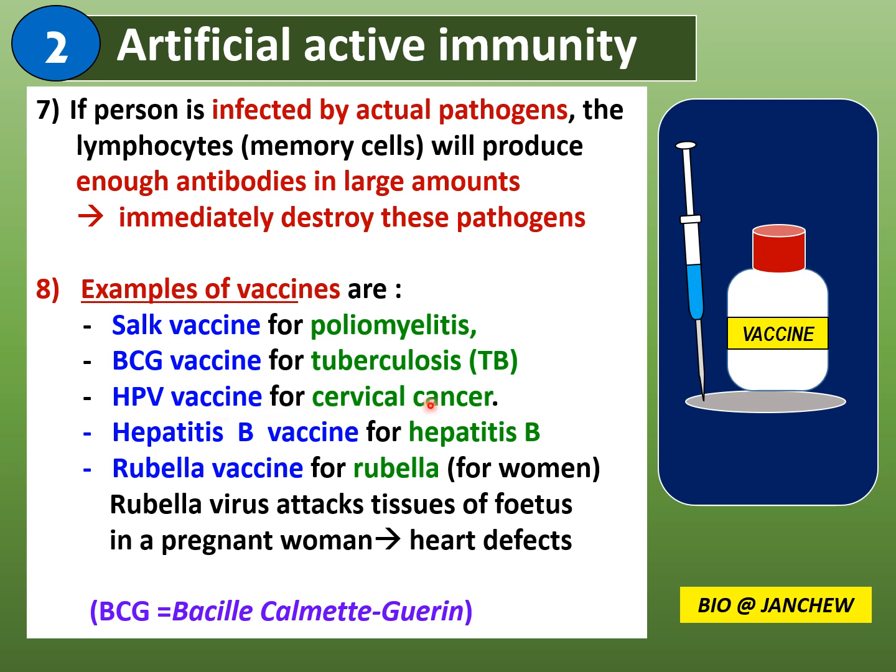HPV vaccine is for cervical cancer, to prevent cervical cancer in women. Hepatitis B vaccine is to prevent hepatitis B, which is a liver disease. Rubella vaccine is given to women to prevent the disease called rubella.